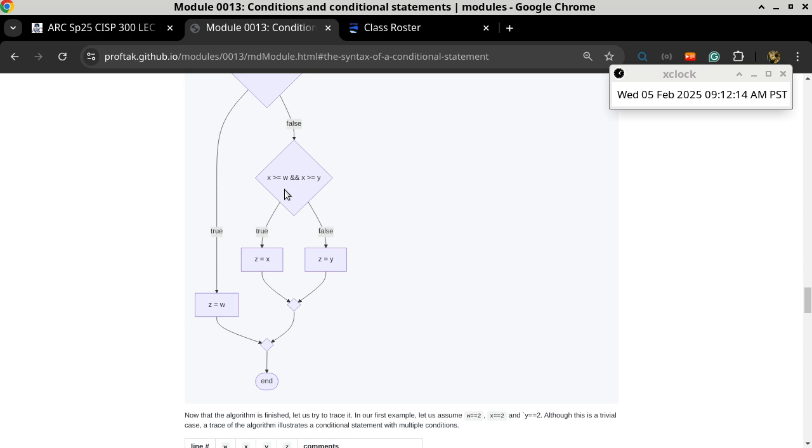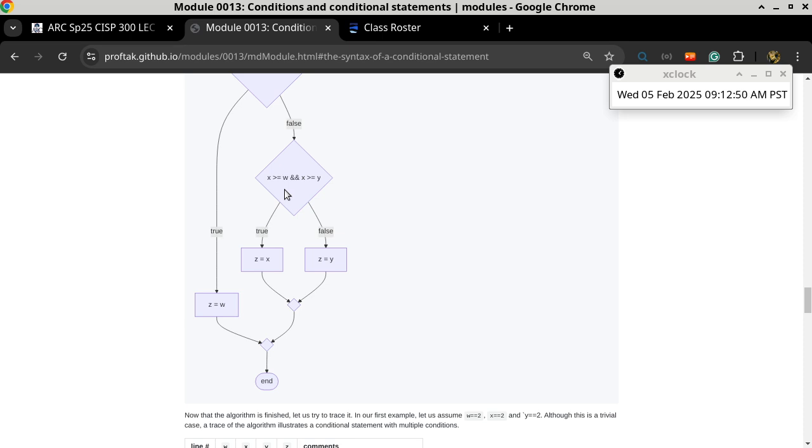Rectangles mean processing, and in this case, we take the value of x and store that into the variable z, because if it is true that x is greater than or equal to w and x is greater than or equal to y, then that makes x the maximum of the three variables. So if I store x into z, then z has the maximum. And then we proceed to the merge diamond, and the exit of this merge diamond goes into the in of another merge diamond, which then exits to the end.